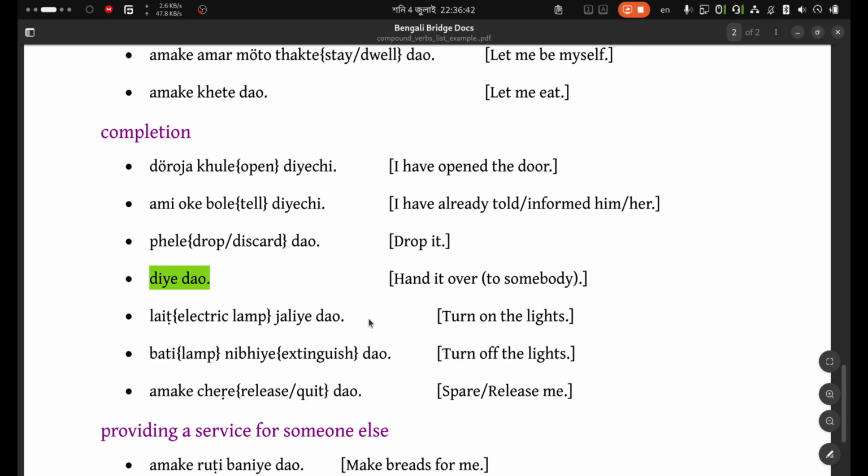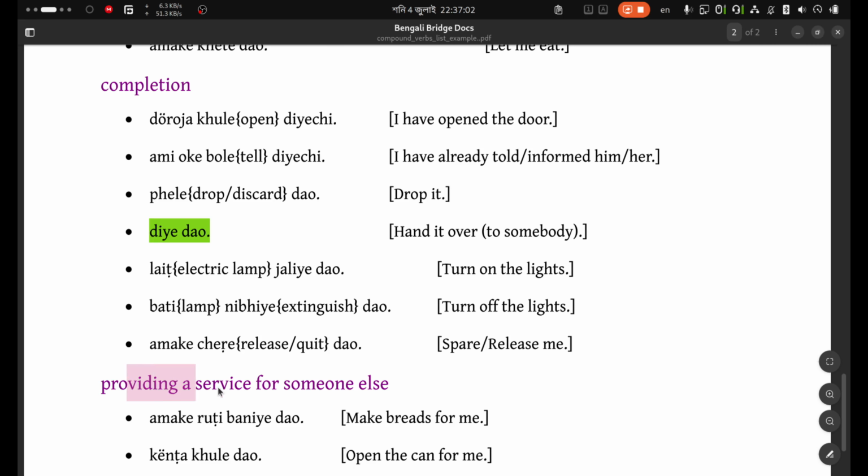Yeah, this one has a different meaning. "Light জ্বালিয়ে ফেলো" means, yeah, normal completion, but "light জ্বালিয়ে দাও" has a nuance that you are doing a service for someone else, which we will be learning next.